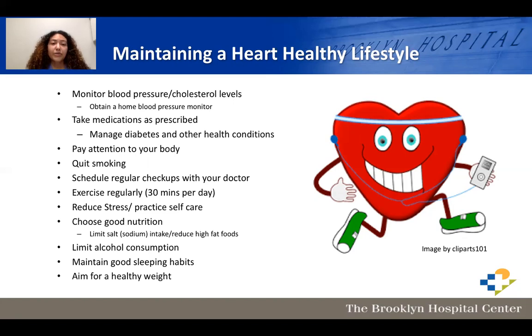So monitor your blood pressure and cholesterol levels, and make sure you know your numbers. If you don't have a blood pressure monitor at home, make sure you obtain one. I believe most insurance companies cover them, and they run maybe about 25 or 30 bucks. Take medications as prescribed. Make sure you're managing your diabetes and other health conditions to avoid fluctuation of numbers in your body. Pay attention to your body. That's one thing I want you to understand. Quit smoking and have regular checkups with your cardiologist.